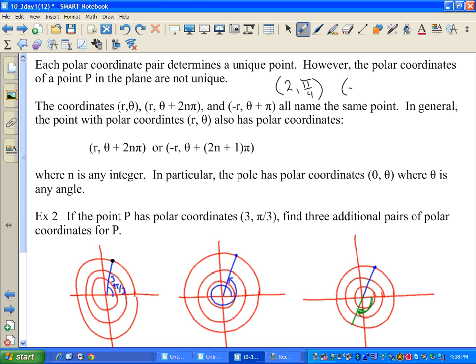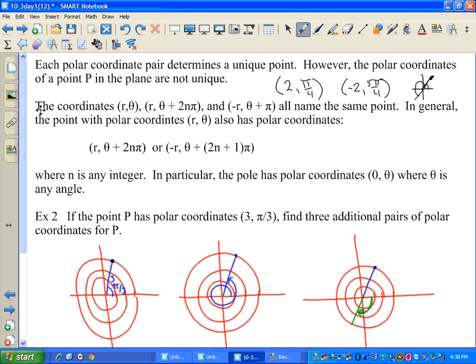For example, negative 2 comma 5 pi over 4 would give the exact same point. One would have an angle here and the radius of 2. The other one, the angle would go all the way pi radians farther, but if I gave the r a negative value, it would end up being the same point. So once we label the coordinates 2, pi over 4, that's a unique point, but the other way around is not unique.